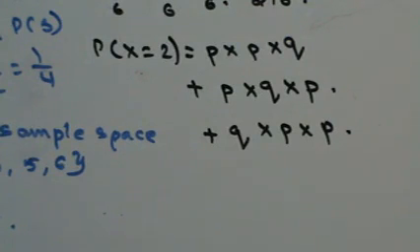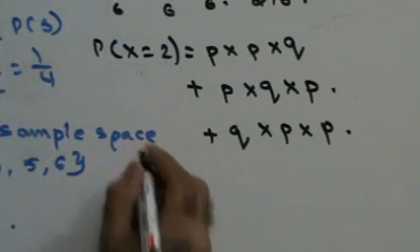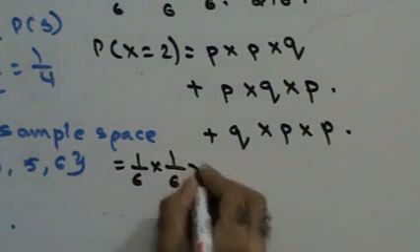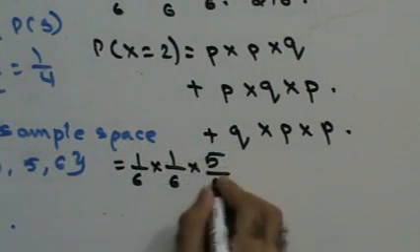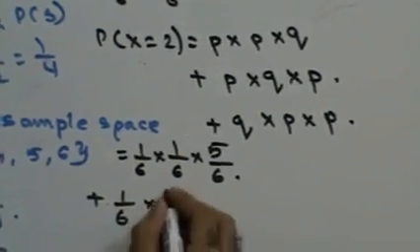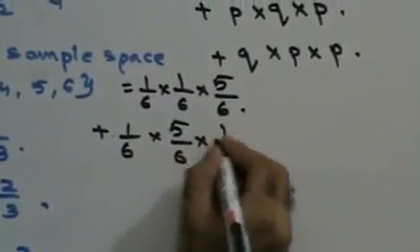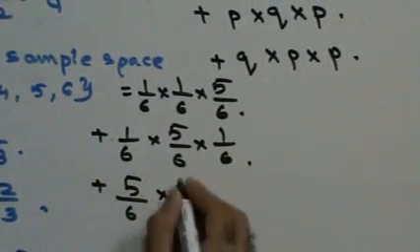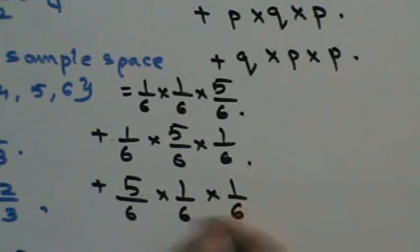Now let's see this. Success is 1 by 6, 1 by 6. Failure is 5 by 6. Success, success, failure; success, failure, success; failure, success, success. 5 by 216, 5, 15, 15 by 216.